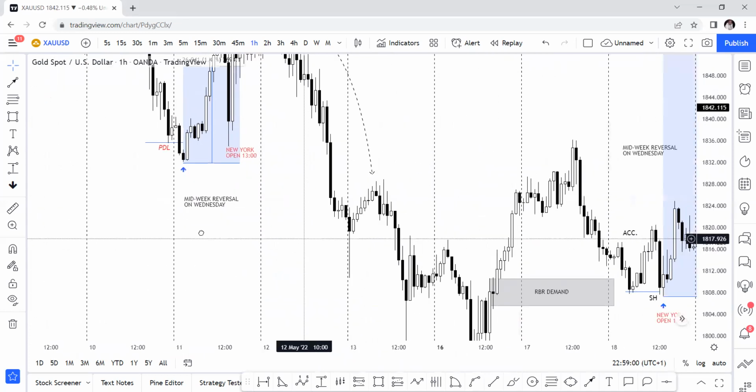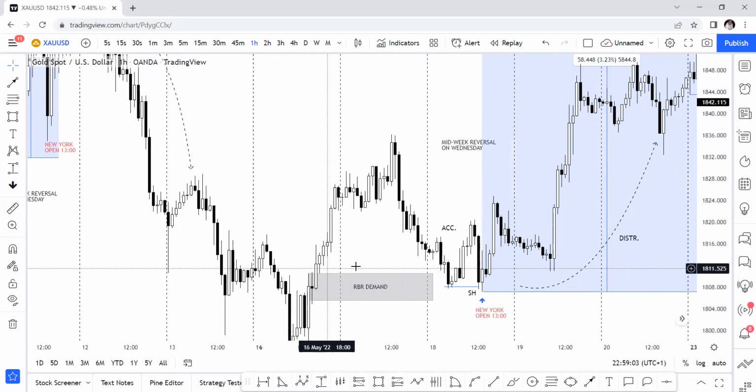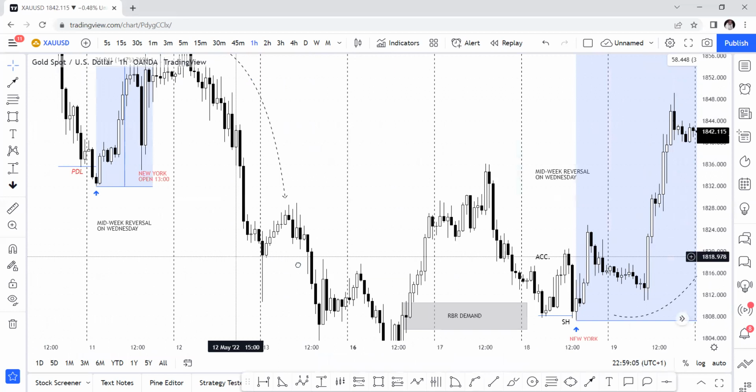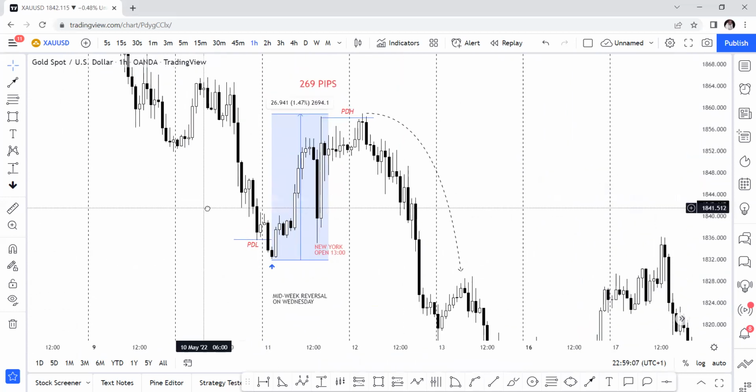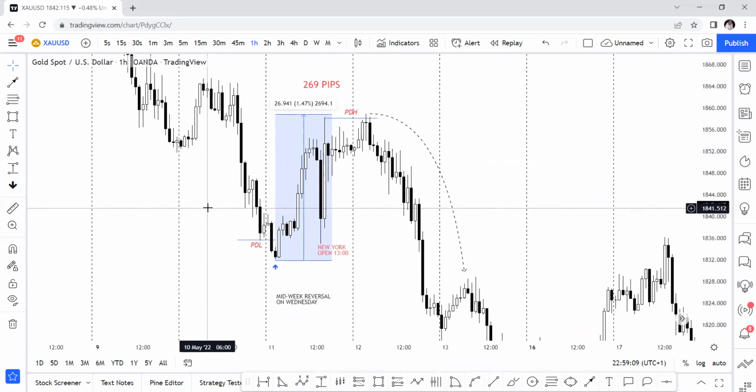585 pips. I told you, you must trade in the context of the structure. It must form in the context of the structure, so that it will minimize your risk of loss.